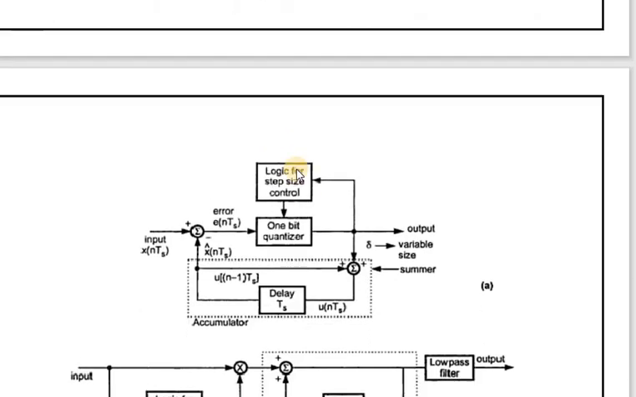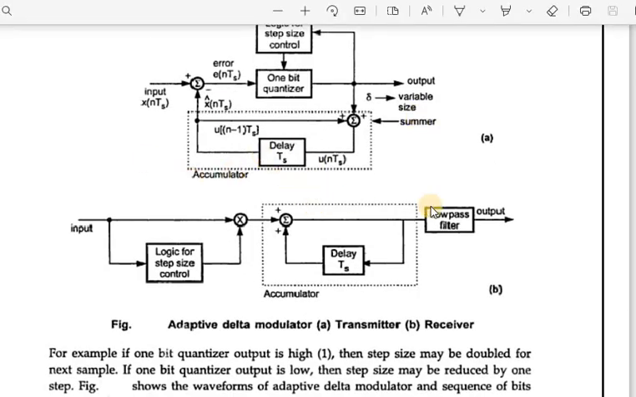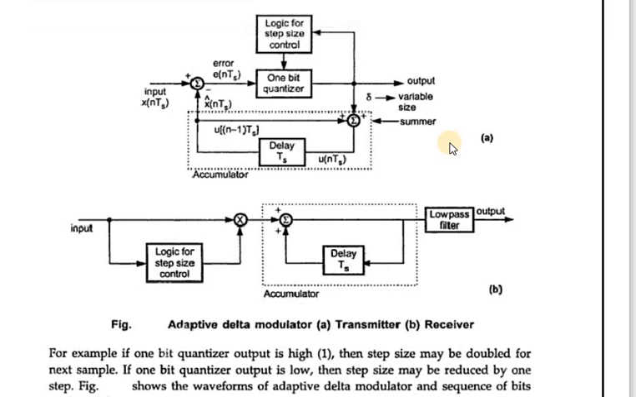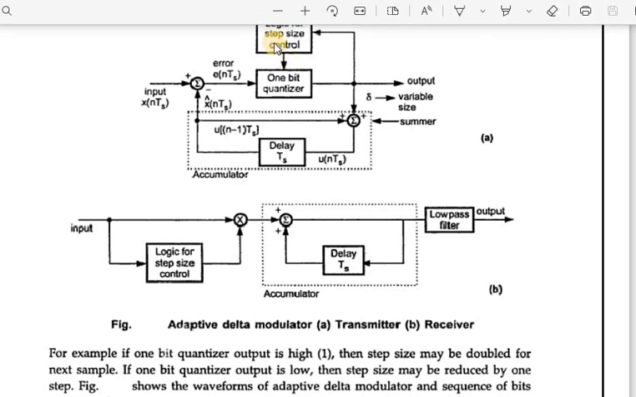Let's see what the transmitter and the receiver look like here. This is the transmitter. Here you will have a logic for step size control. In this one it is similar to your delta modulation, the same 1-bit quantizer you are having. As we have said, in adaptive delta modulation 1 bit per sample you are transmitting. So here the same modulator we will be using, and along with that we will be using a logic for step size control, because we have to control the step size according to your input values. So the logic for step size control block is added in the adaptive delta modulation technique.